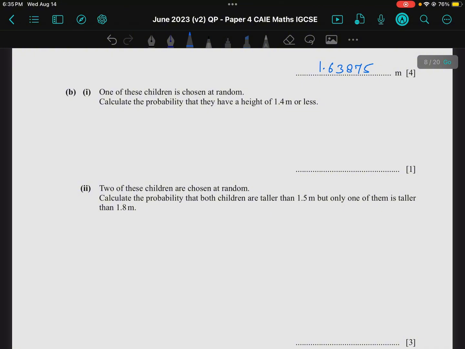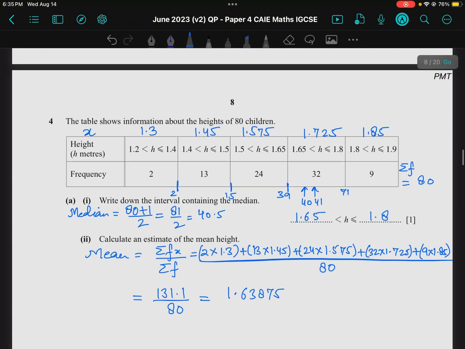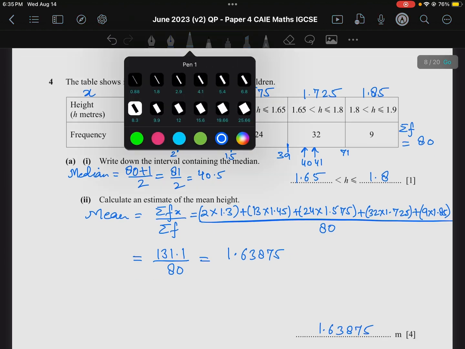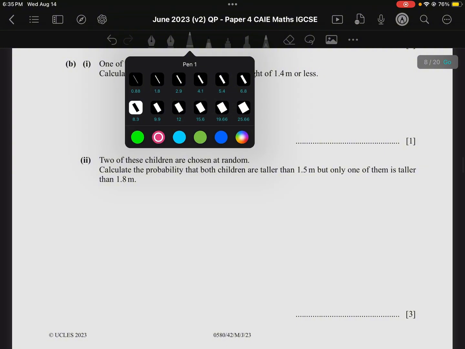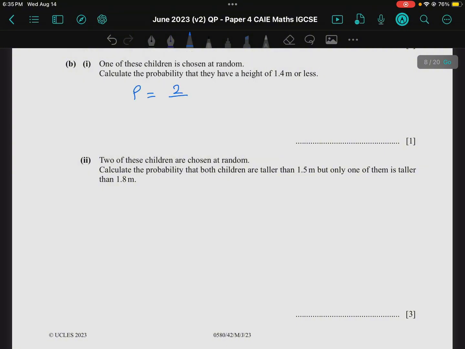So one of these children is chosen at random. Calculate the probability that they have a height of 1.4 meter or less. First check the table. 1.4 meter or less, where will it lie? It is this interval. How many children are there? 2 children are there. So the probability is 2 children out of how many children? 80 children are there. So 2 upon 80 means 1 upon 40 when you divide. So your answer is 1 upon 40.